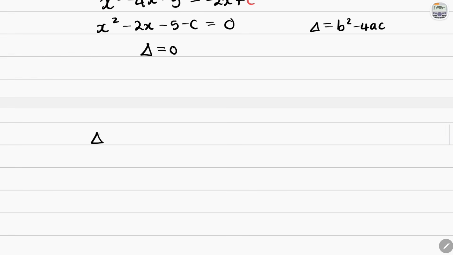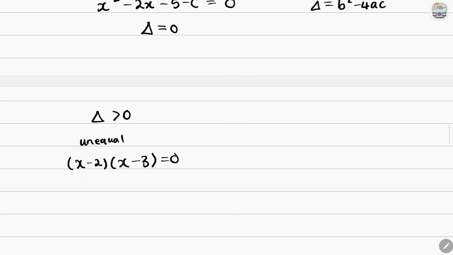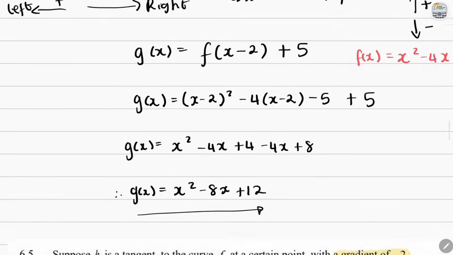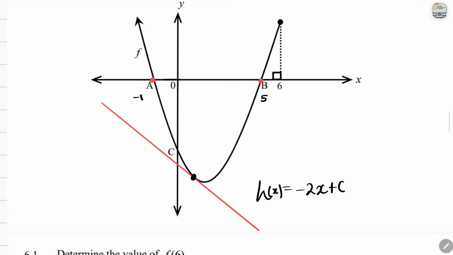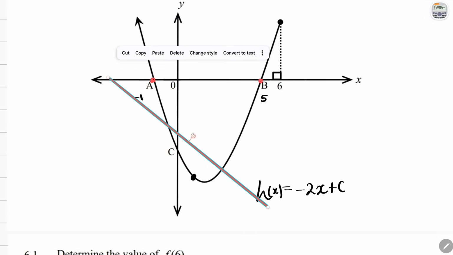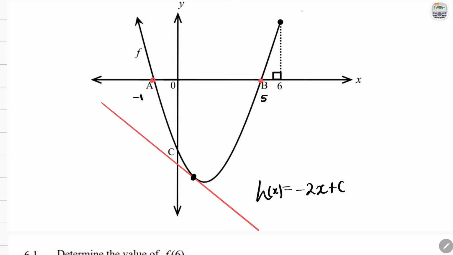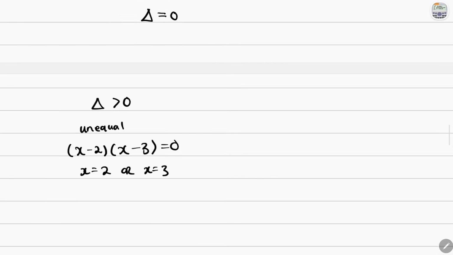Here's the thing. If delta is greater than 0, we're going to get roots that are unequal. So this could be something like x minus 2 times x minus 3 is equal to 0, and so your solutions here will be x equals 2 or x equals 3. We don't want that. What that would look like on our graph means that this was maybe shifted a little higher, and so it's intersecting with this graph twice, at 2 points. We don't want that. We want there to only be 1 point of intersection, to ensure that it's a tangent. So we're not going with delta being greater than 0.